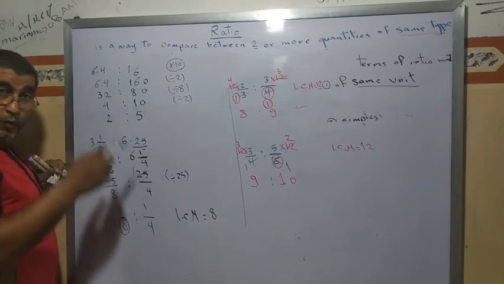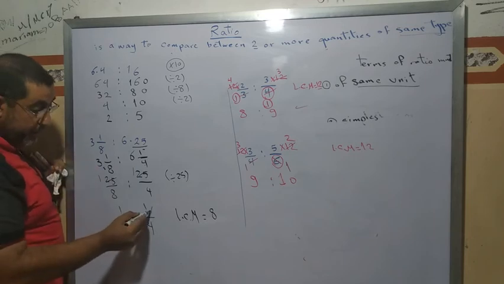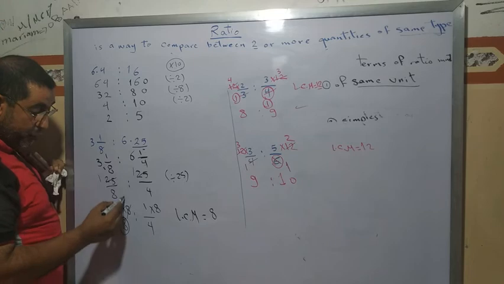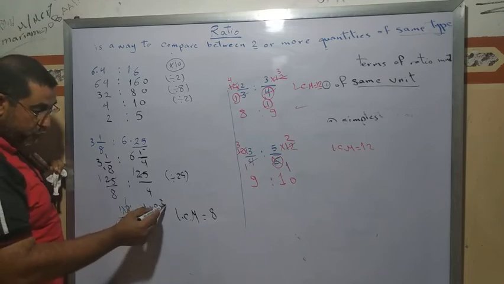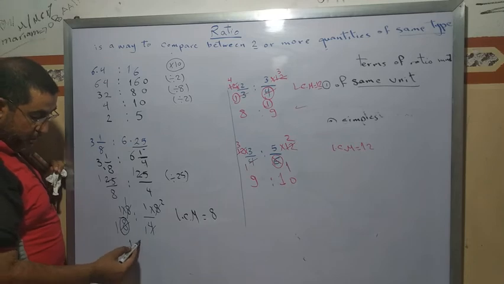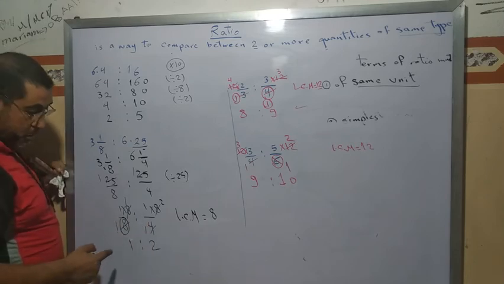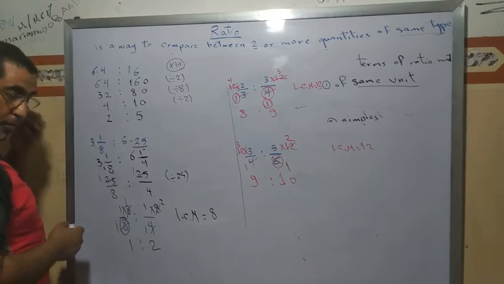Is 8 a multiple of 4? So what is the LCM of the two? 8. Multiply both of the numbers by 8. 8 divided by 8 equals 1, 8 divided by 8 equals 1. 8 divided by 4 equals 2. 1 times 1 equals 1. 1 times 2 equals 2. The two numbers are in the simplest form.